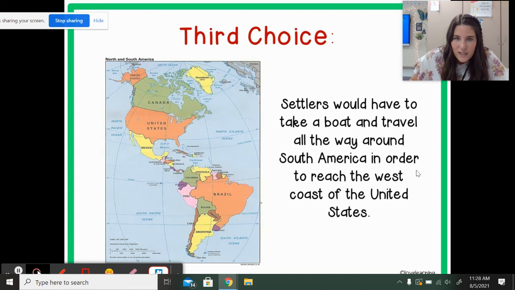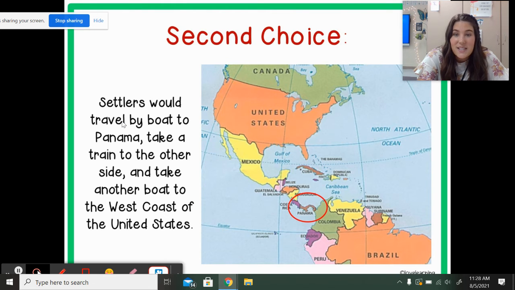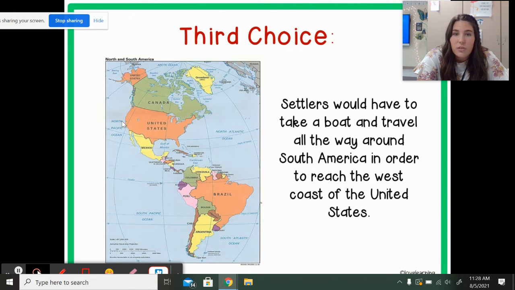So the third choice is very similar. Yes, they are going by boat, but notice what this says. People here on the East Coast would travel by taking a boat, and they would go all the way around South America, all the way around. They would not cut through Panama. They would get on the boat and never get off that boat until they reached the land all the way over here. So it's important when you are determining the second choice from the third choice that the second choice, they stopped in Panama. The third choice, they would go all the way around South America.